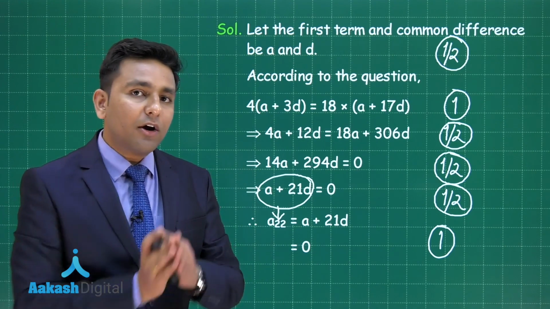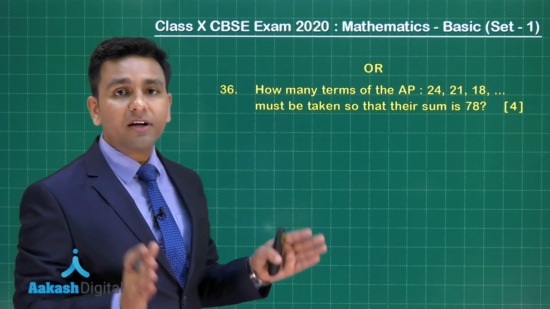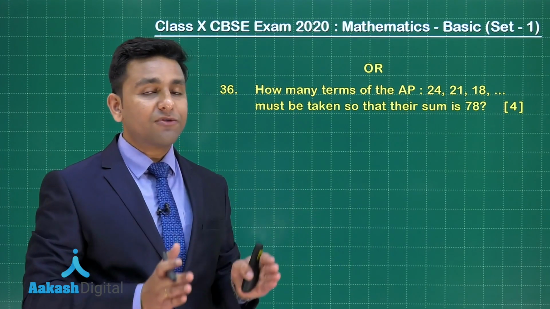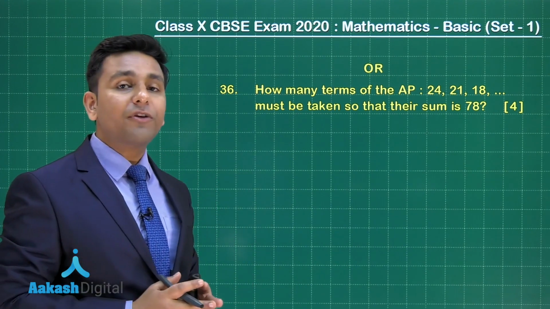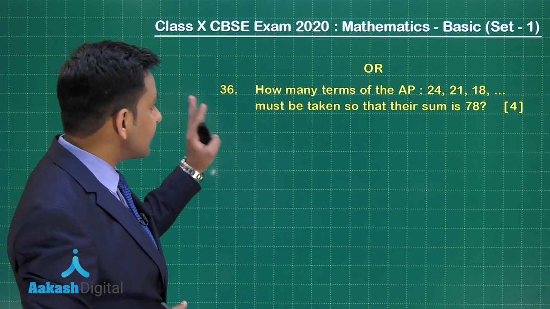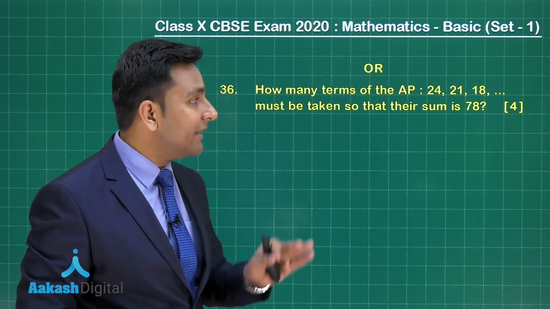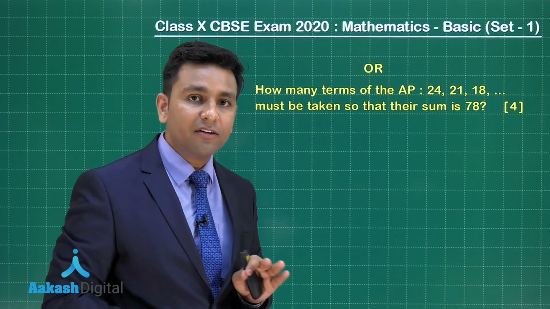Now let's proceed to the optional part of this question. This question is from the same chapter, arithmetic progression, but the topic is different. This question is from the topic, the sum of first n terms of any arithmetic progression. Let's solve this question. First of all, the question states how many terms of the AP 24, 21, 18 and so on must be taken so that their sum is 78.